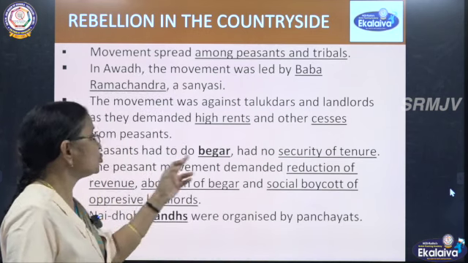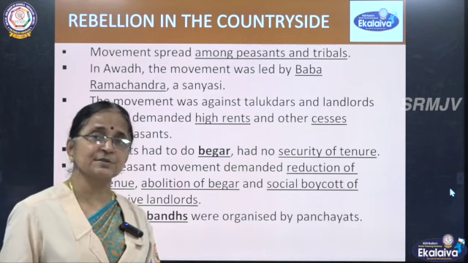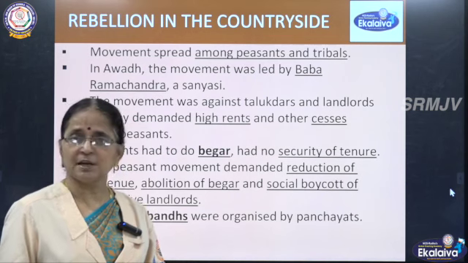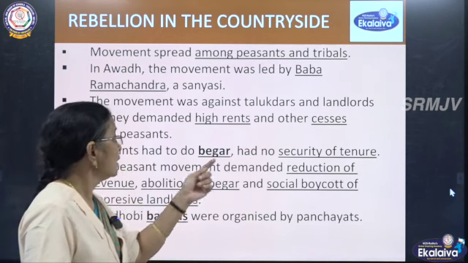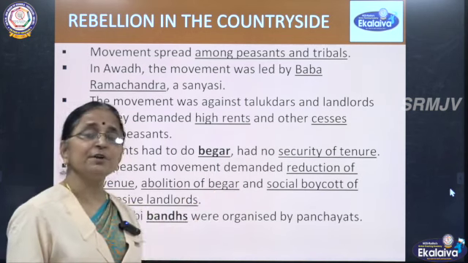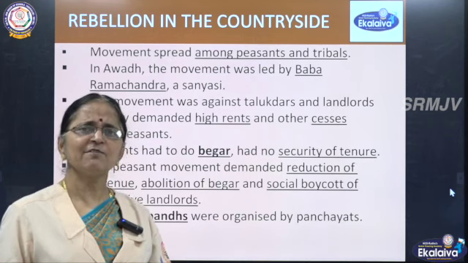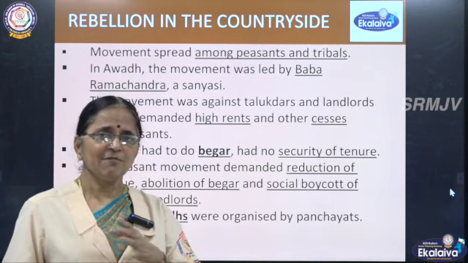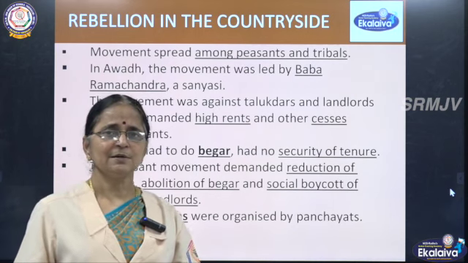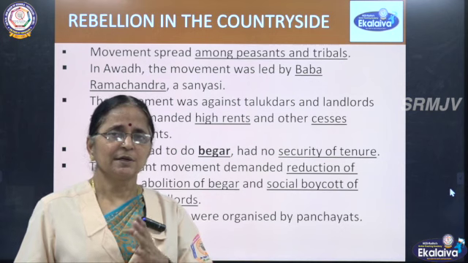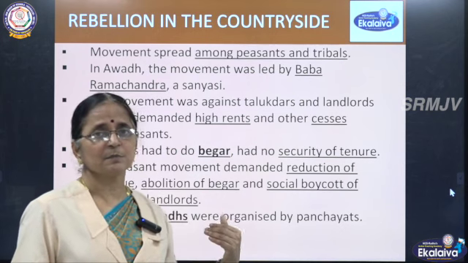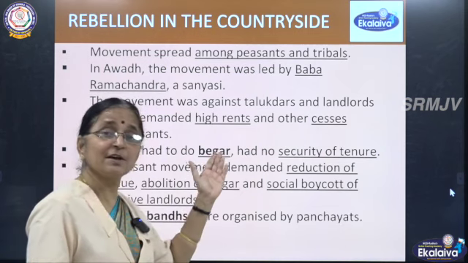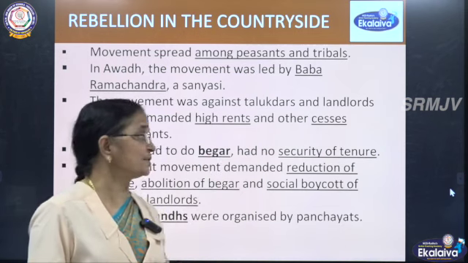So peasants had to do begar. Begar is a system where the peasants were forced to do labor without taking any payment from the landlords. They had no security of tenure. They did not have any security for the leased land. They were evicted from the land because the landlords feared that the peasants could take over the land from them. For that reason, there was no security of tenure for the peasants.